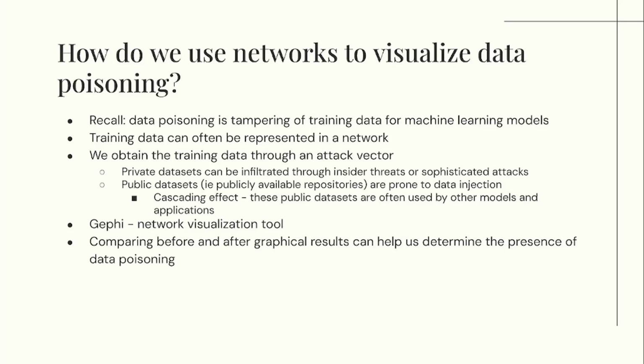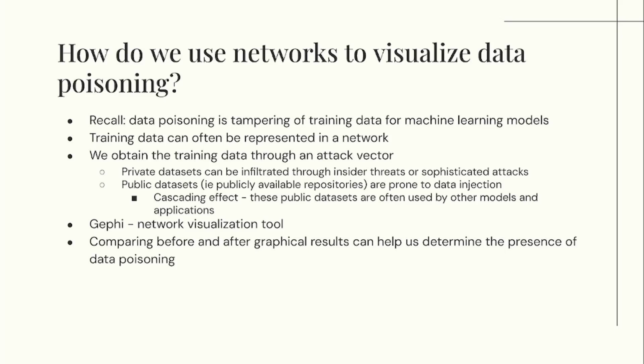Networks help us represent important information from terrorist social networks to international flight paths, and networks also visualize training data for machine learning. All of this vital information should be protected as tampered networks and data can have cascading results. Training data can be obtained through attack vectors. For example, private datasets can be infiltrated through insider threats or sophisticated attacks. And public datasets or repositories are prone to data injection attacks.